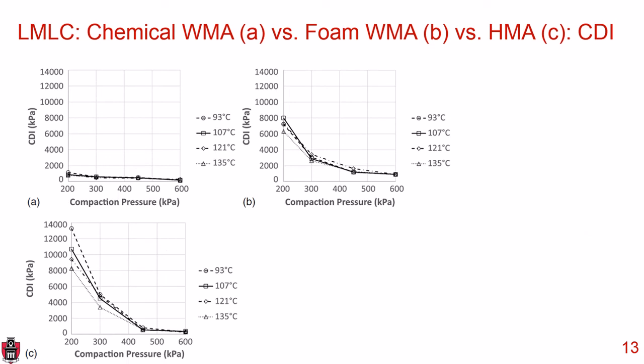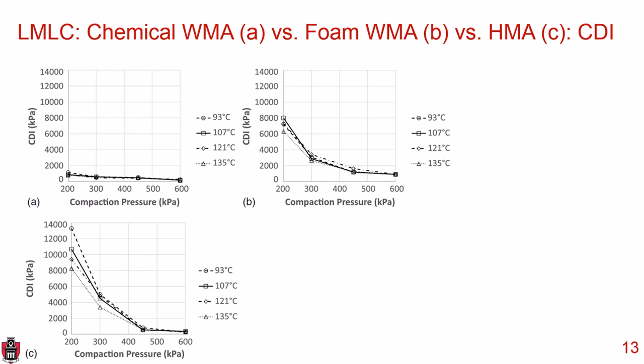Now, as promised, all the data we saw to date was just the chemical warm mix asphalt, but just for fun, we took a look at foaming the asphalt binder and doing a foaming warm mix asphalt, and then we also did a regular hot mix asphalt design. All of these use the same asphalt binder content, we just changed the temperatures that we produce the samples at.